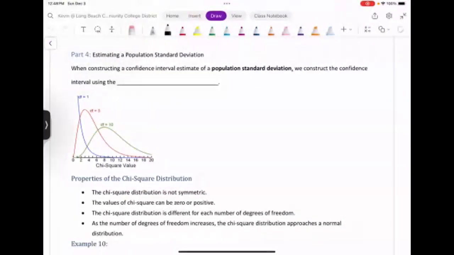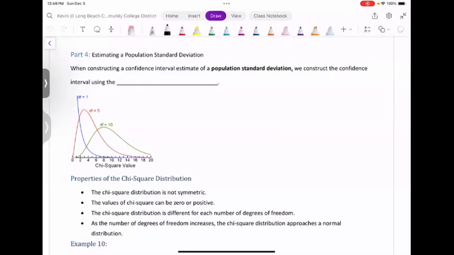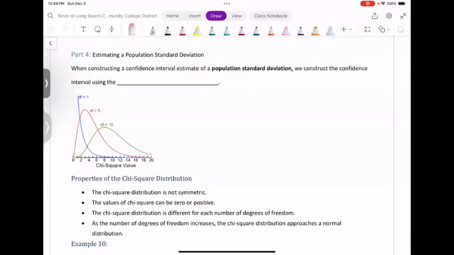Welcome back, everyone. We are going to finish up chapter 7 here. So far in sections 1, 2, and 3, we have found a confidence interval for a mean. We have found it using z interval or t interval, depending on if the population standard deviation was known or not. Then in section 3, we did a confidence interval for a proportion, and we used one prop z interval, and so those are our two so far.